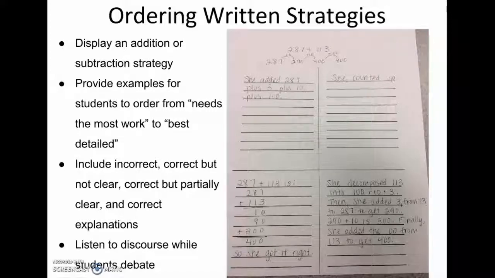For this task, provide an addition or subtraction strategy and 4 examples of explanations. Be sure explanations include ones that need improvement, incorrect explanations, and explanations that you want your students to model. The most important aspect is listening to student discourse while students debate on strategies. End with a class discussion on the ranking of each strategy. Watch how this looks in a classroom.